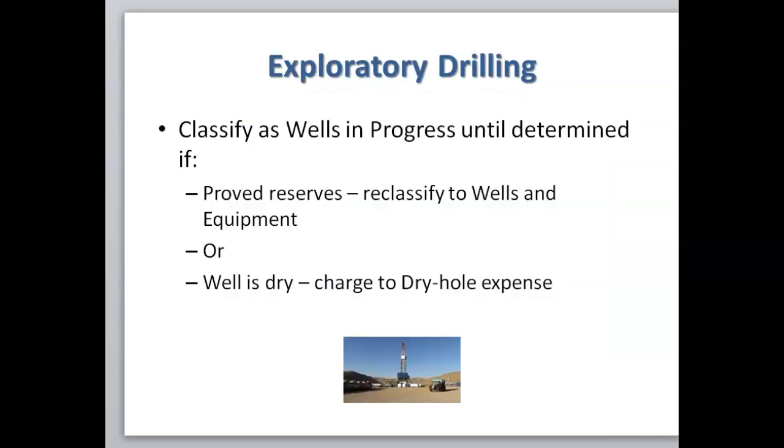So first, let's look at accounting for an exploratory well. During the drilling, these are going to be classified as wells in progress until it's determined. If we're going to have proved reserves, then it's going to be reclassified to wells and equipment. Or if the well is dry, it's going to be charged to dry hole expense.